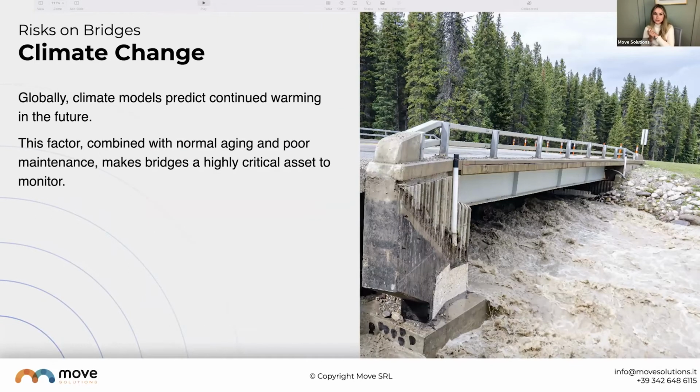That takes us into the next point, which is climate change and how climate change is affecting the degradation of our infrastructure. So as we know, globally, climate models predict continued warming in the future. And this factor, combined with the normal aging and the poor maintenance, makes bridges in particular, along with other assets, a highly critical asset to monitor.